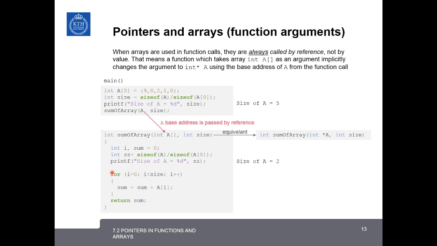Within the sumOfArray function, we also calculate a size of the array. But this time when we calculate the size of the array, a is now a pointer, and calculating that over the size of the first element gives us a size of 2 instead of a size of 5. So when we do all of our manipulations on a, they're manipulating the values within the memory location pointed to by a, using the base address that we were given here.